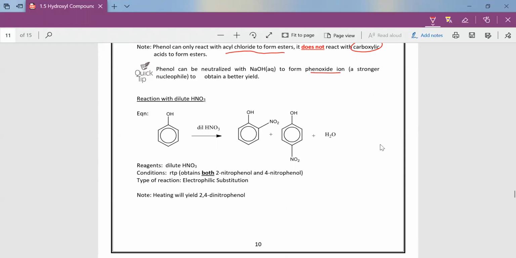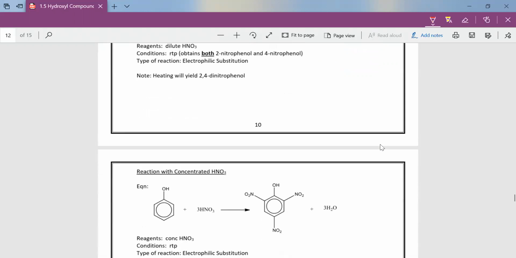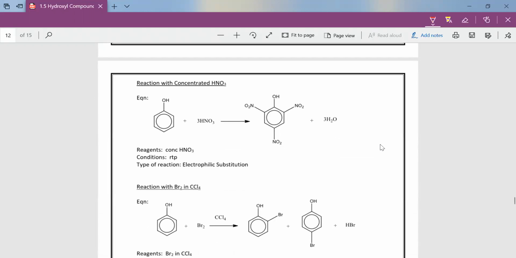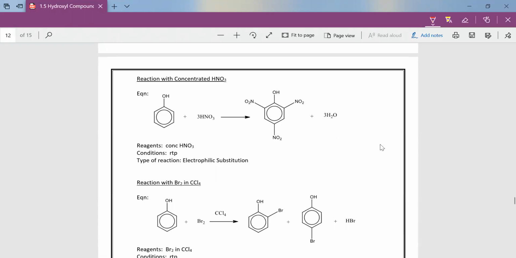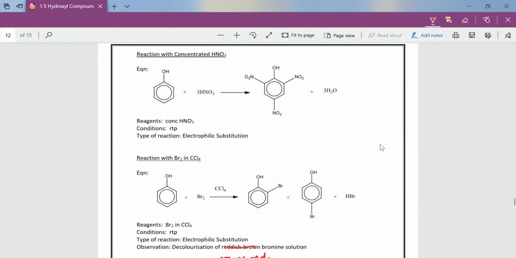Okay, so if you remember a benzene ring, if you want to add in a nitro group, you have to use concentrated sulfuric acid, concentrated nitric acid plus heat to make it happen. But here, because the ring is already activated, you just need to use dilute nitric acid. Then you will have a 2 and 4 substitution. If you use concentrated nitric acid at RTP, you already get tri-substitution. It is that activated.